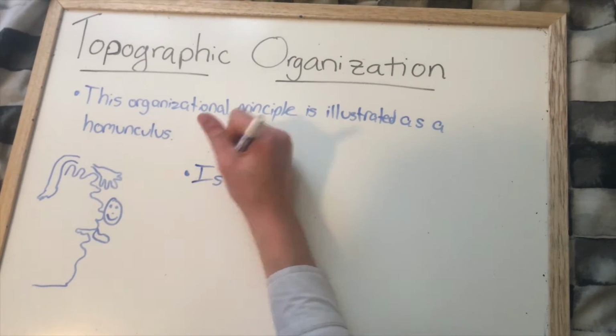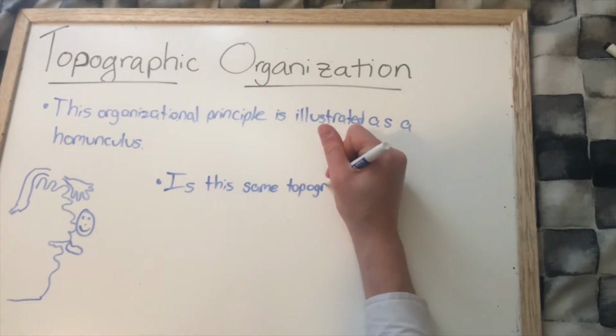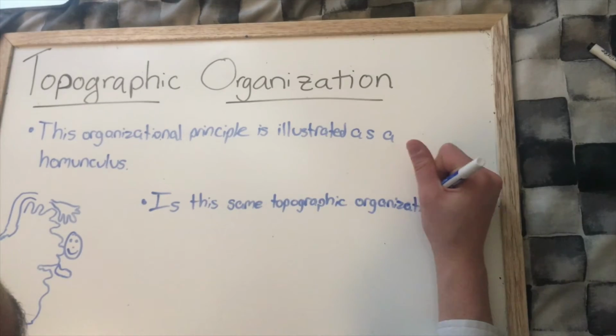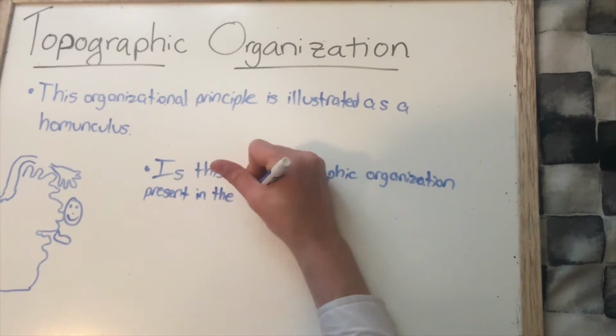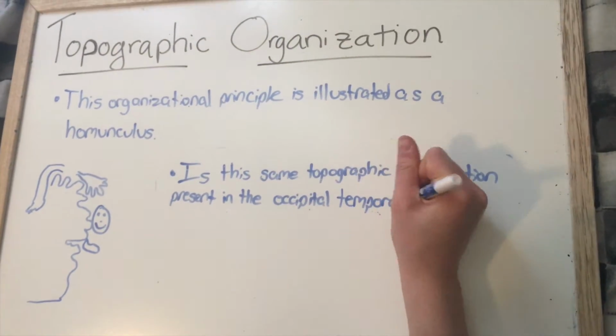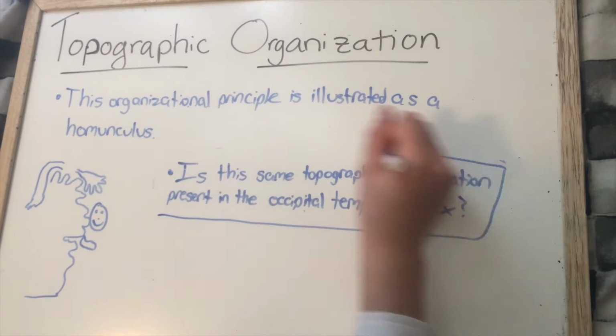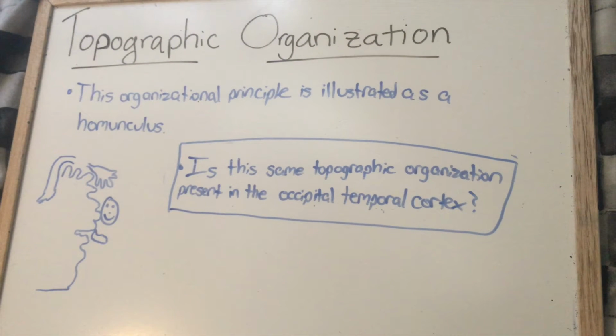Now, it is widely known that the sensory and motor cortices are represented topographically. However, in this study, the experimenters investigated whether or not this same topographic mapping of the human body exists in the occipital temporal cortex.